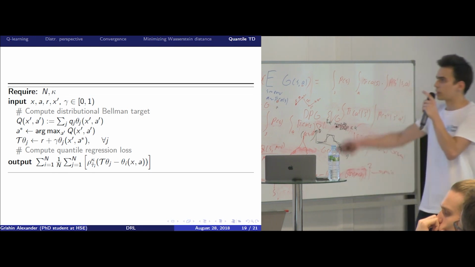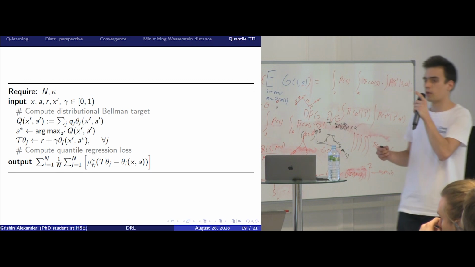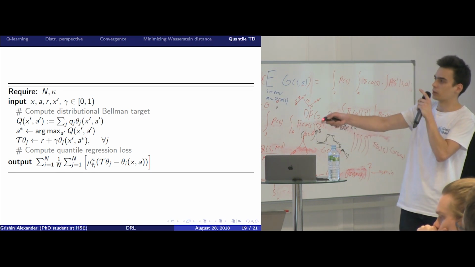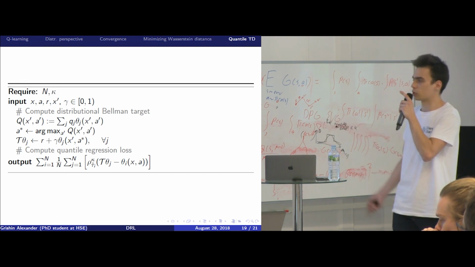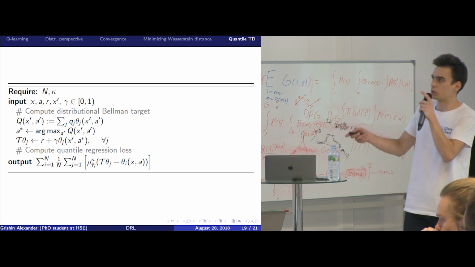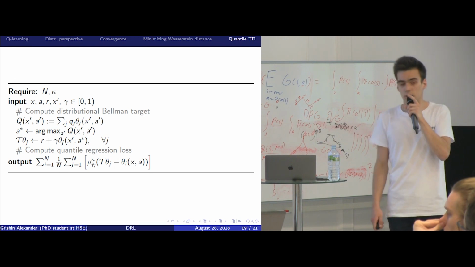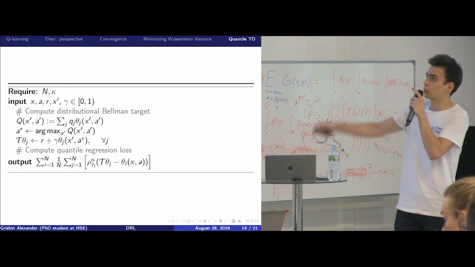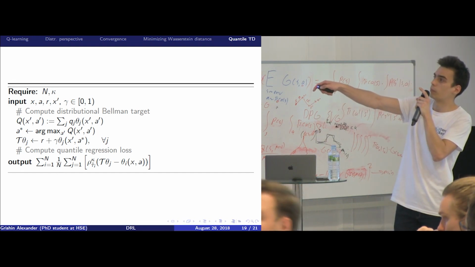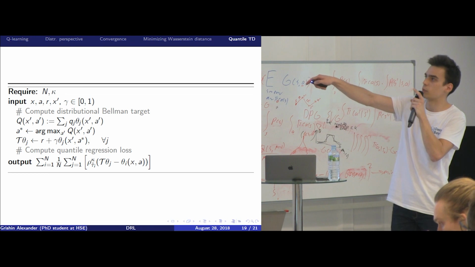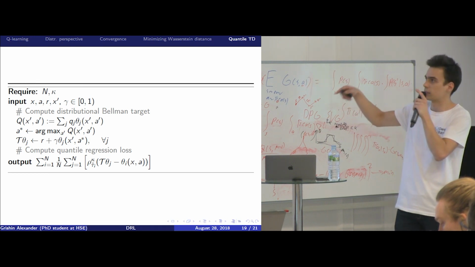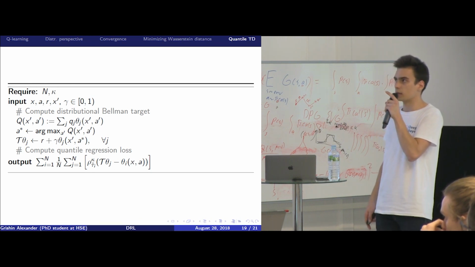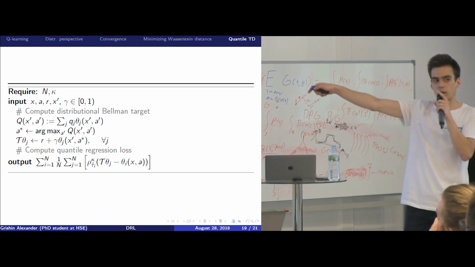So, for each quantile i, we have n samples, and we then compute our loss with respect to i, with respect to j, and then just optimize this loss with respect to parameters of this model, theta from state and action. Are there any questions on this algorithm? Yes.